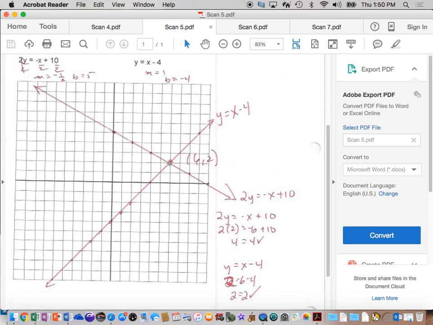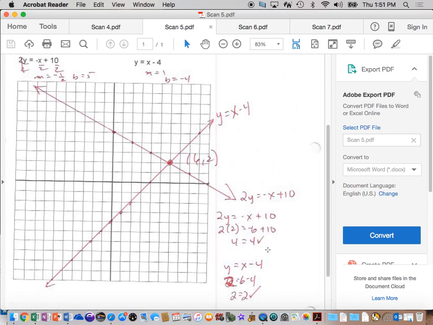Now, Josh asked an interesting question. He says, what if I don't check? Well, you're going to lose about 20%, which is 3 points. So all you have to do to check is write the first equation, write the second equation, and then plug in. The 6 goes in for the x, the 2 goes in for the y, and just see that when you're done, they equal the same on both sides.